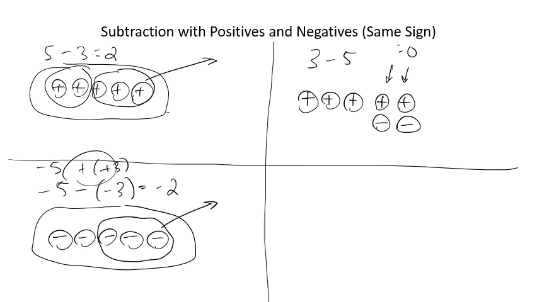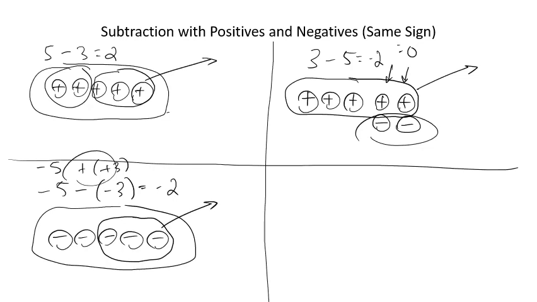But once I've established that I can do this, that I can add in these 0 pairs, and that 3 can be modeled flexibly, then this model is a piece of cake. Once I've got enough positives in here, I can go through and remove my positive 5, and then I see what's left is my negative 2. And that's it.